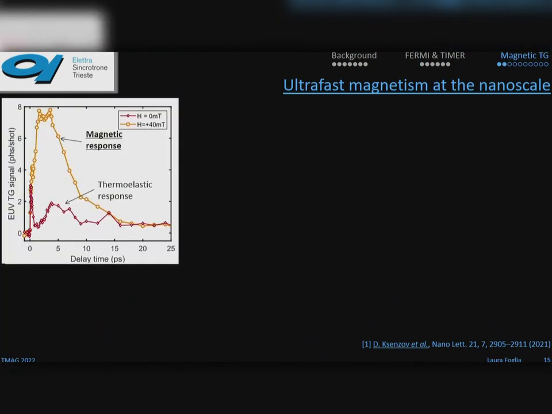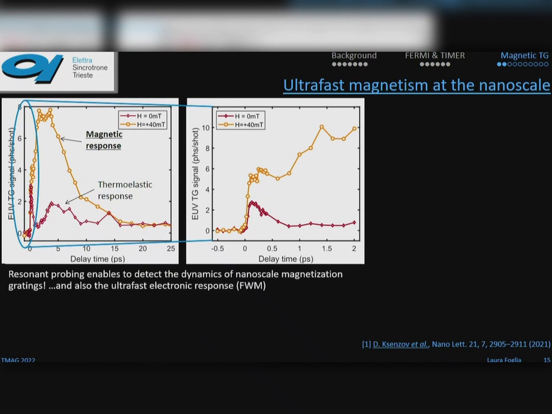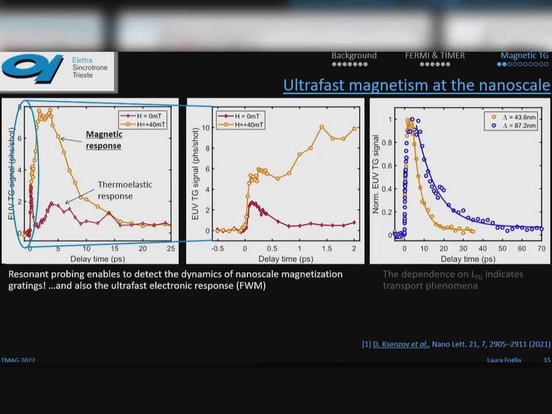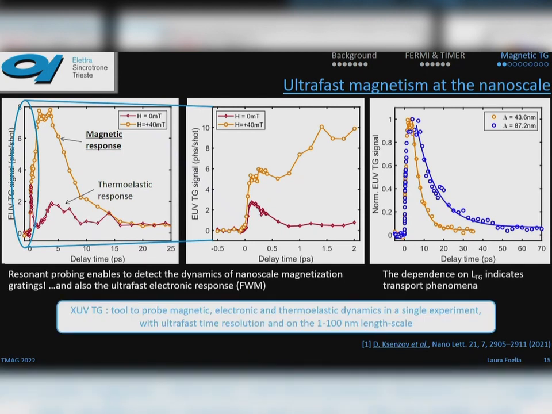This is what I showed you already. This is what happens when you zoom in. So you have this ultra-fast electronic response visible. And then when you change the grating periodicity, you see that for shorter periodicities, the relaxation time also becomes shorter. And this is basically an indication of transport phenomena. The dependence on the transient grating periodicity indicates transport phenomena. So, as I was trying to convince you at the beginning, we have a tool to probe magnetic, electronic, and thermoelastic dynamics in a single experiment with ultra-fast time resolution and momentum resolution.